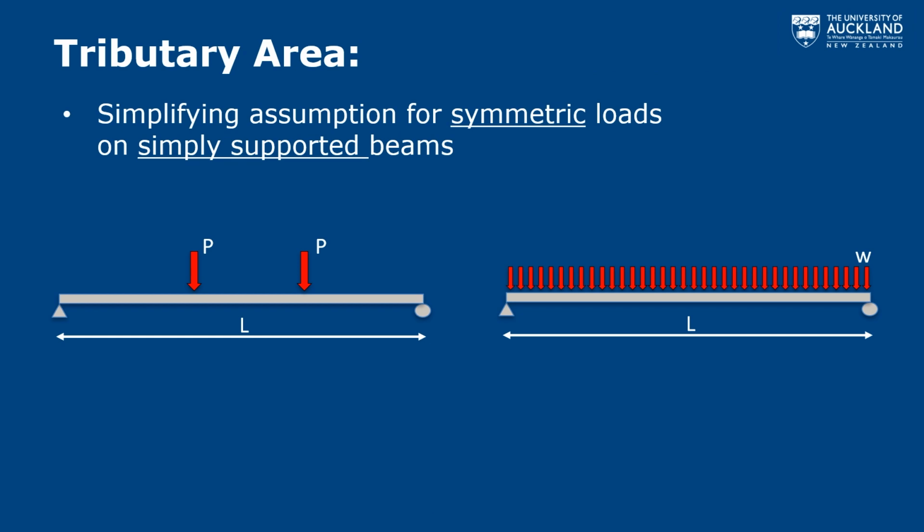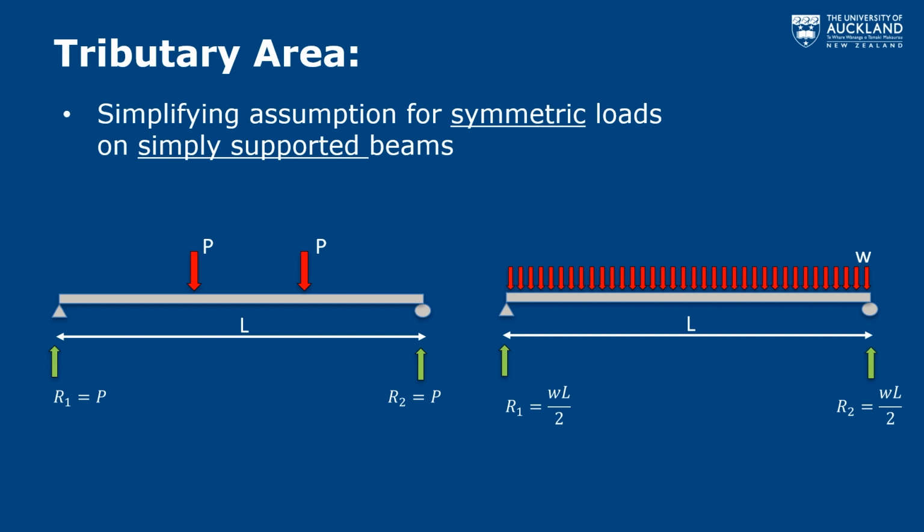One big caveat on this tributary area idea is that it is a big simplifying assumption, and it only strictly works for simply supported beams, and it only strictly works for uniform loads. However, for some purposes of design, particularly in reductions of live loads, which you'll find out about in a later course, we'll use it slightly outside of those strict assumptions, but for doing calculations, it must be a simply supported beam for it to hold strictly true.